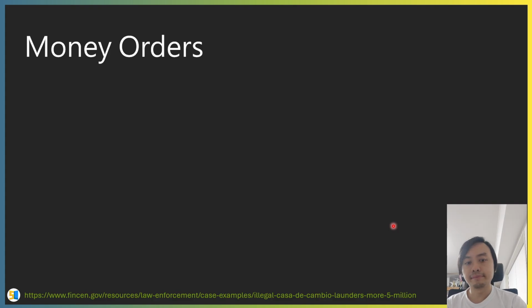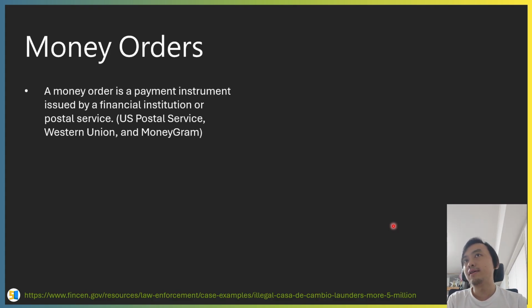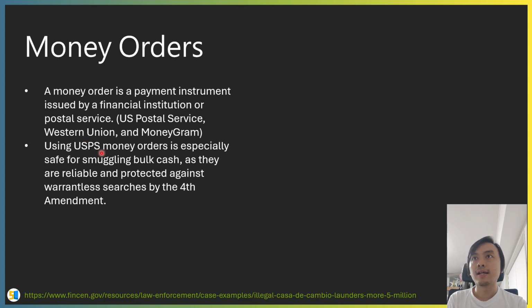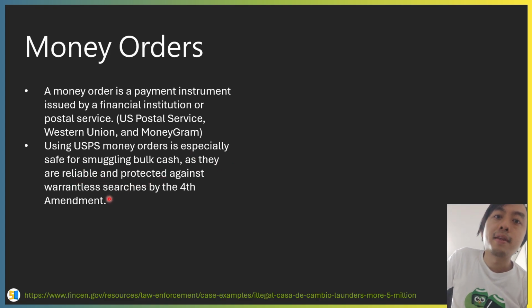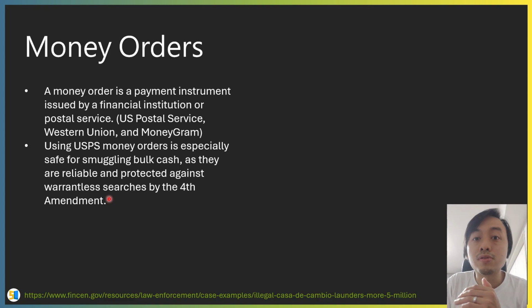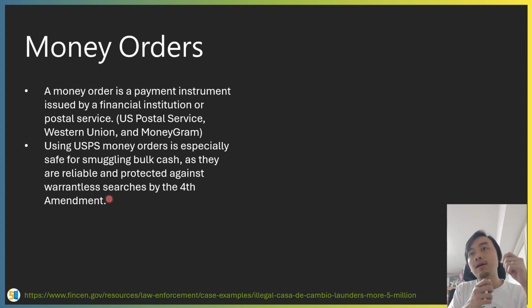Next, money orders. A money order is a payment instrument issued by a financial institution or postal service. Maybe you're familiar with Western Union in your country, where you can go and ask them to send money to someone else, and you pay the fee. These services can be exploited, especially USPS, because they are reliable and protected against warrantless searches. It means that if law enforcement wants to conduct investigations, they have to have the paperwork for the search or investigation.